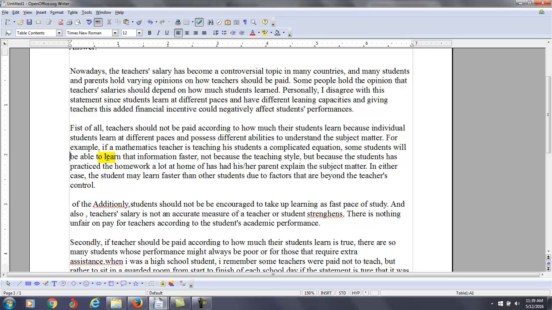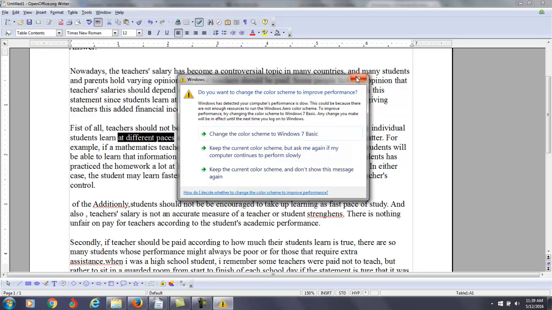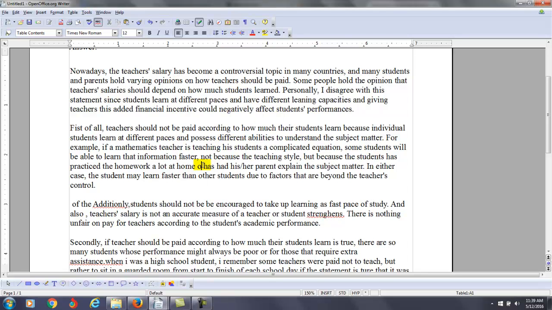So we're trying to really get this point that students learn at different paces, right? So for example, if a mathematics teacher is teaching his students a complicated equation, some students will be able to learn that information faster, not because of the teaching style, but because the student has practiced the homework maybe a lot at home, or has had his or her parent re-explain the subject matter. In either case, a student may learn faster than the other students due to factors beyond the teacher's control.